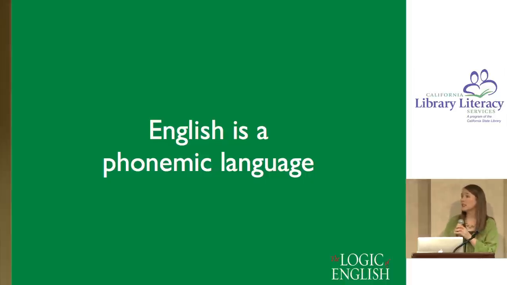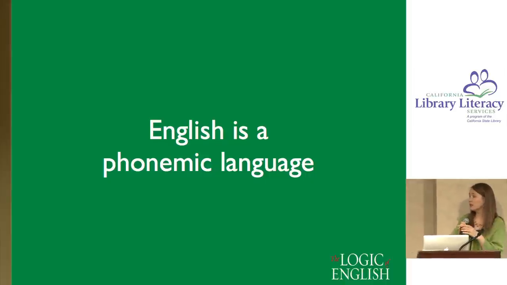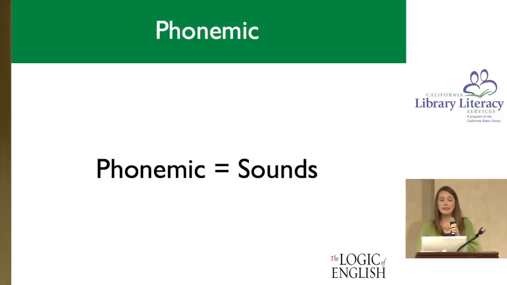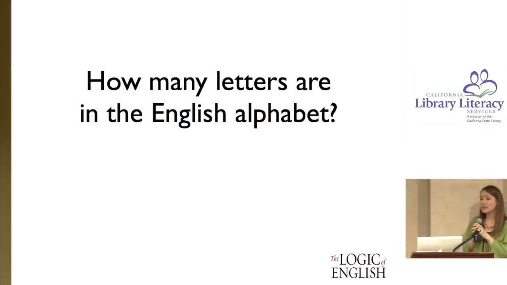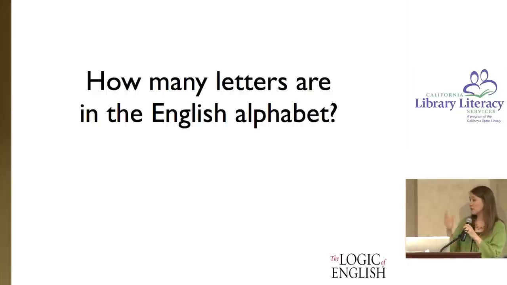So let's begin to look at the language a little more closely. English is a phonetic or phonemic language, and phonemic means sounds. We're going to spend a lot of time in this presentation looking at the rules and the sounds that govern English. By the way, if English is a phonemic language, you would think it'd be important to know some things about that. So how many letters are in the English alphabet? This isn't a trick. 26.